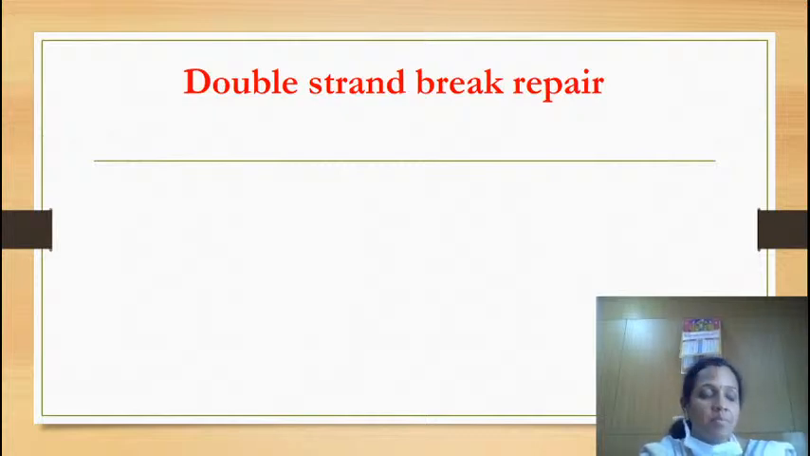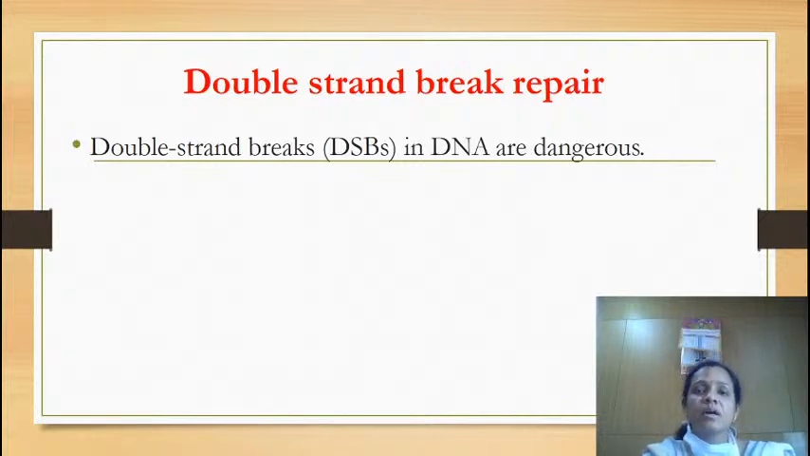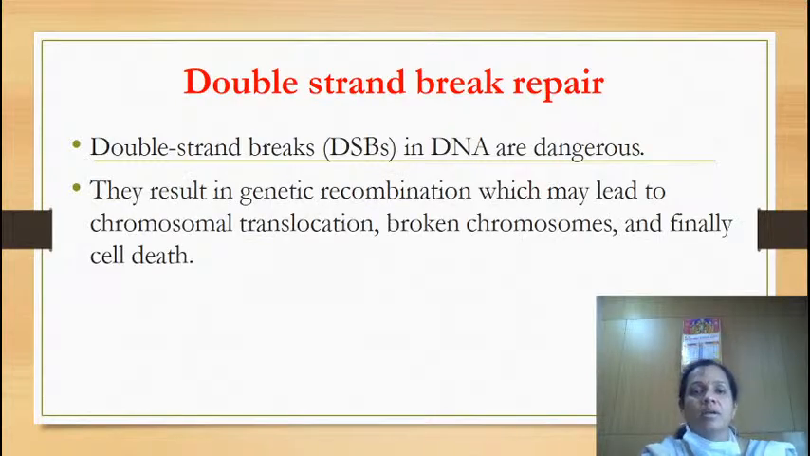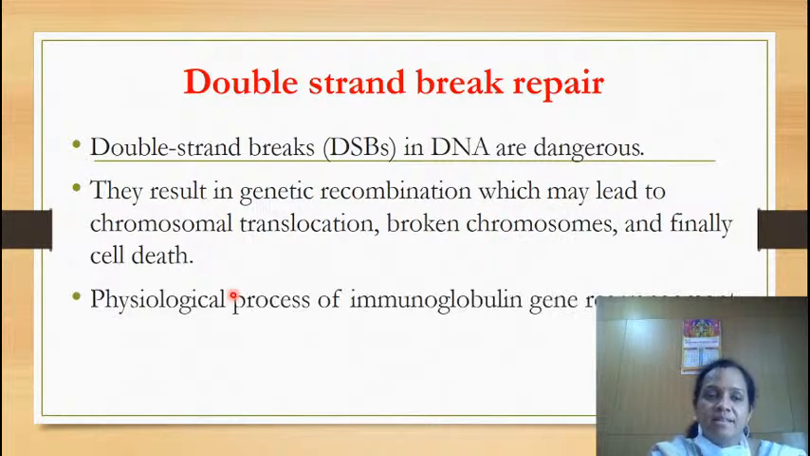There will be breakage of both the strands. Both the strands will be breaking. And these are very much dangerous. They may result in genetic recombination which may lead to chromosomal translocation, broken chromosomes and finally cell death.